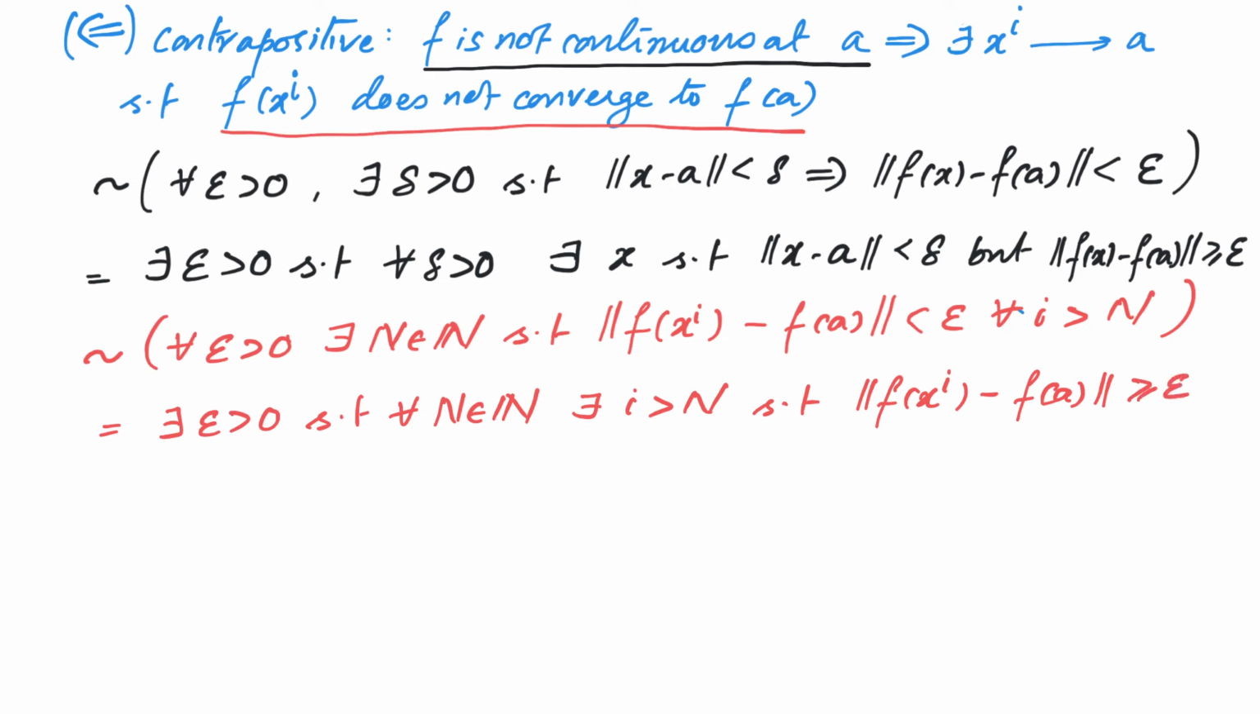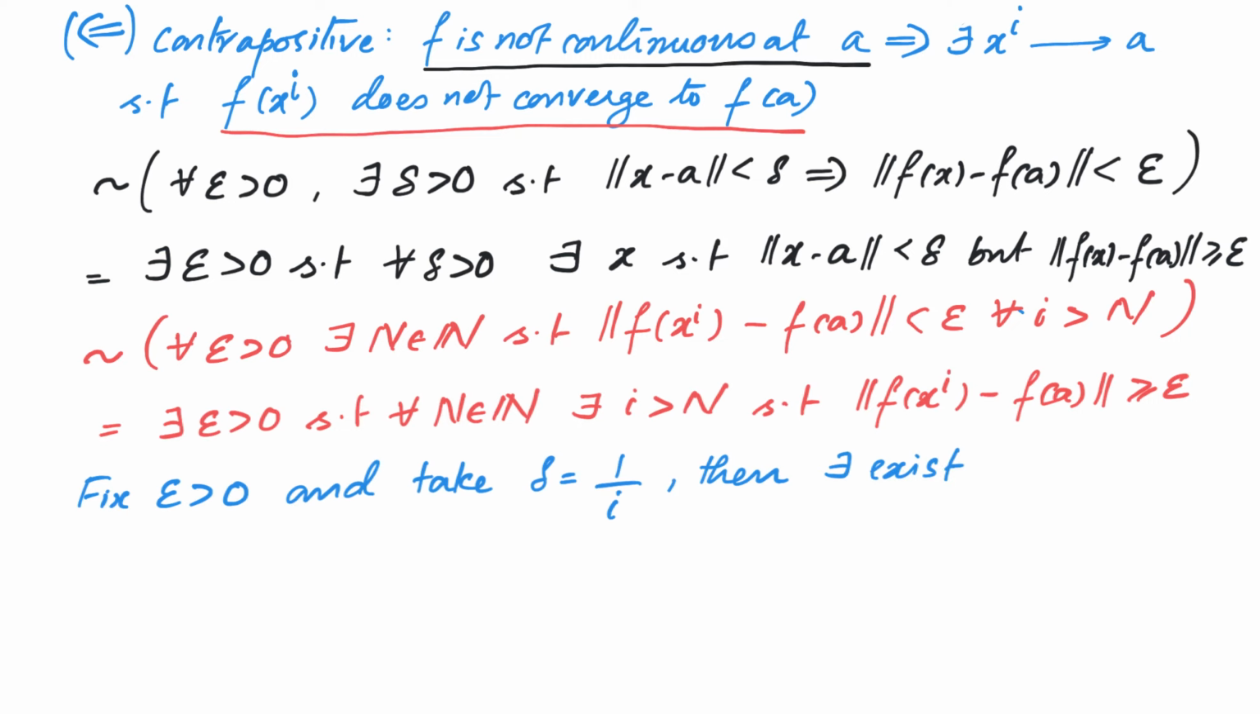Now assume f is not continuous at a. That means there exists some epsilon greater than 0 such that something happens. Choose that epsilon and fix it. Now for this epsilon, whatever delta you take, something happens. So take delta to be equal to 1 by i. Now given any delta, you can find an x that depends on delta such that norm of x minus a is less than delta, but norm of f of x minus f of a is greater than or equal to epsilon.